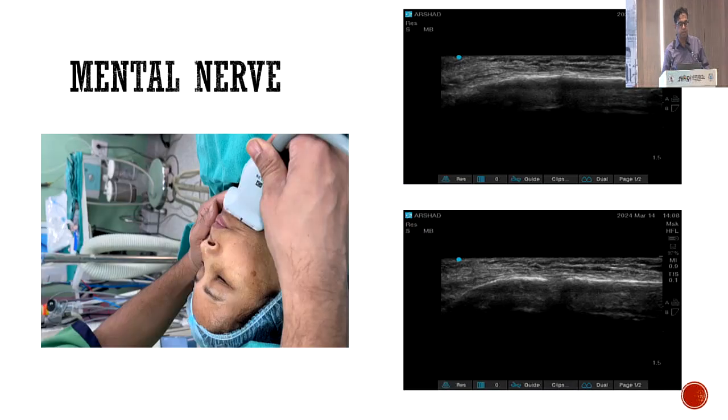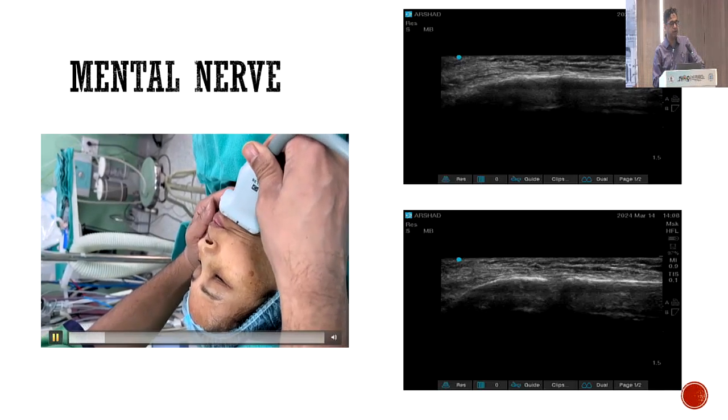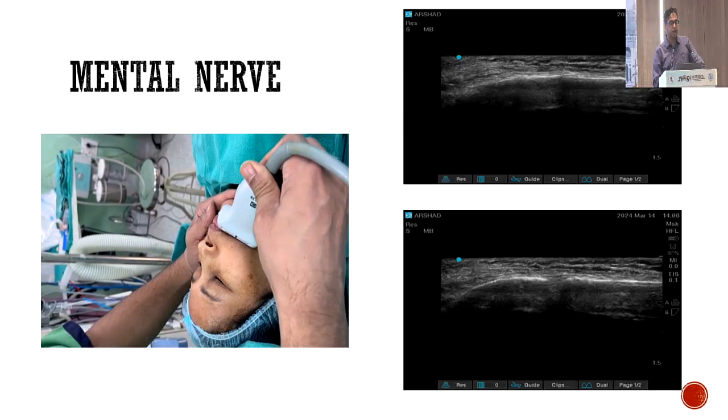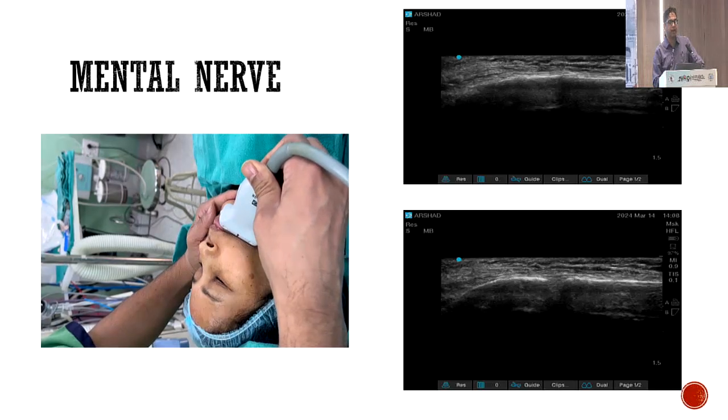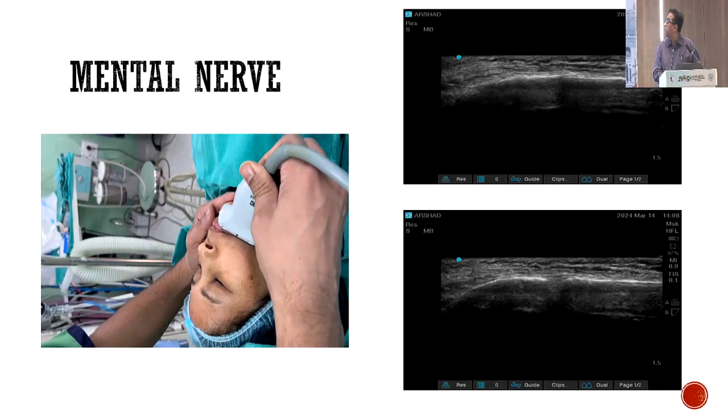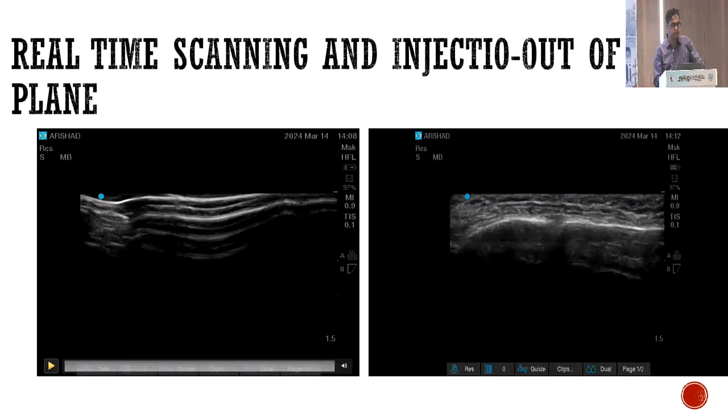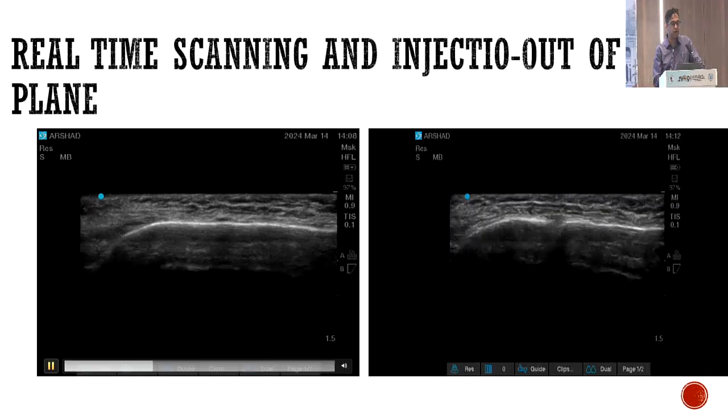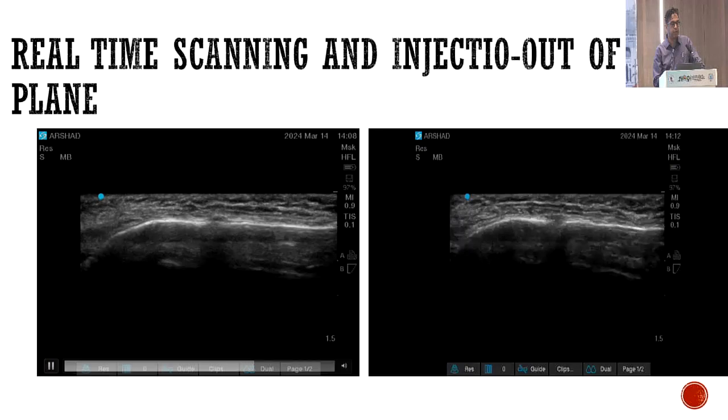Then there comes the mental nerve. Again, we are placing the probe on the mandible of the patient and then moving upwards. Again, a white hyperechoic line, and then there's a breach in the continuity of the line. This proves that this is the mental foramen. So this is one of the videos of the scanning. This is the white hyperechoic line, and you can appreciate that there is a breach in the continuity of it. So this is the mental foramen.